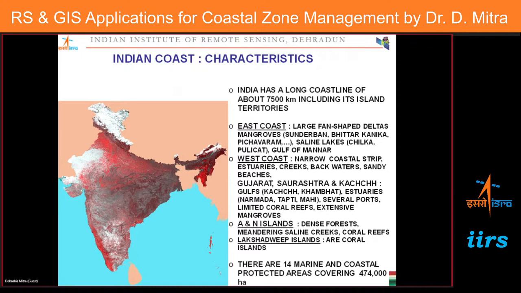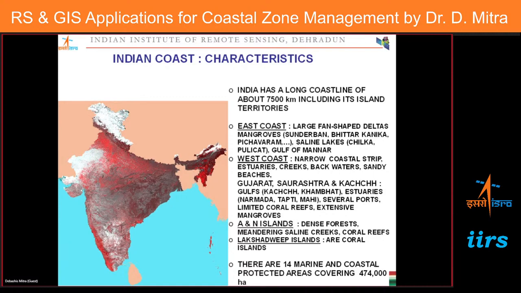When the Indian coast is concerned, we have a long coastline of around 7,500 kilometers. This is satellite data of IRS-1C WiFS. We have a total 7,500 kilometer long coastline. We have the East Coast, the West Coast, the Andaman Nicobar Islands, and the Lakshadweep Islands. The East Coast is mainly characterized by large fan-shaped deltas. The world's largest delta complex is the Sundarban.